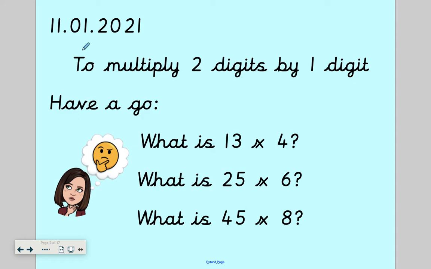So we're going to do multiplying by 2 digits and 1 digit. We did cover this on the Monday. Now we're going to have a recap of it just so we are 100% on how to do this written method. So here I have 13 times 4, 25 times 6, and 45 times 8. I'd like you to have a go at these questions using that written method that I showed you last week and see what answer you get from these questions. We're going to go through them on the next slide, but if you pause the video where we are now, have a go at them, and then I will show you how to do it on the next slide.